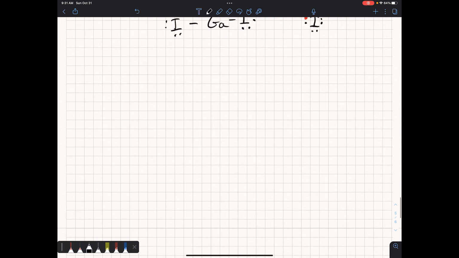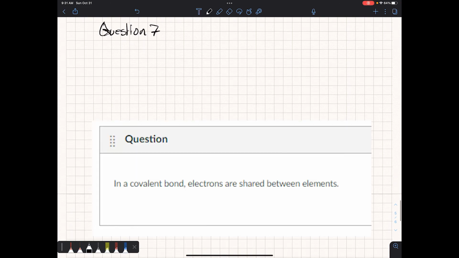All right, one last question. Question 7. Pull it up here real quick. In a covalent bond, so this is a true-false. In a covalent bond, electrons are shared between elements.